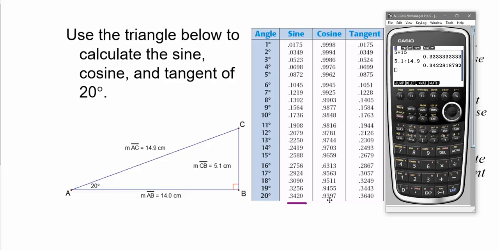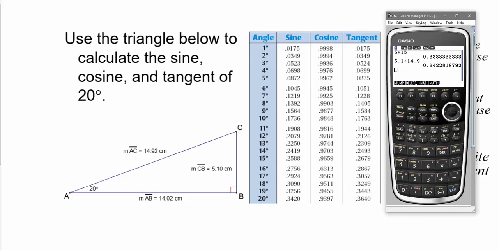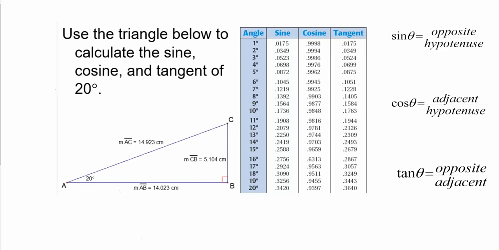If I were to do the cosine, I'll get awfully close there too. I would just do 14 divided by 14.9. Now, here we're rounded to the nearest hundredths. So I'm going to take 0.14, oops, that was cosine. So 5.1 divided by 14.92 will give me 0.3418. Much closer this time.